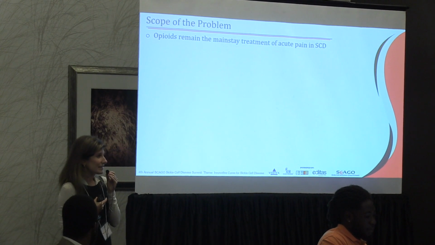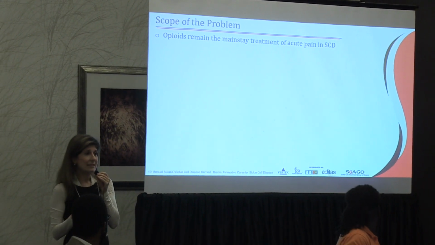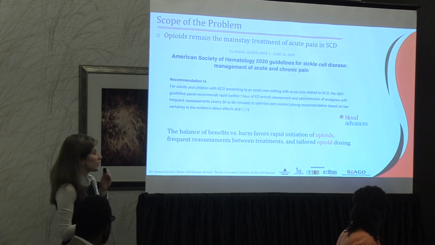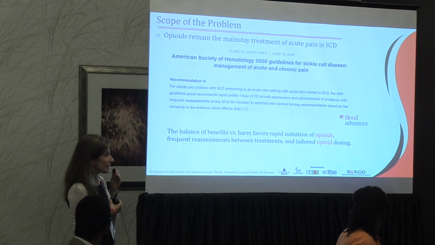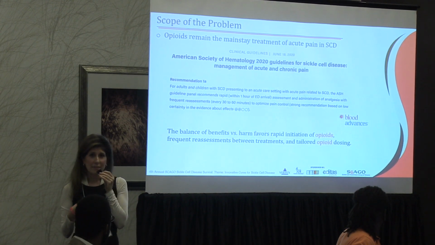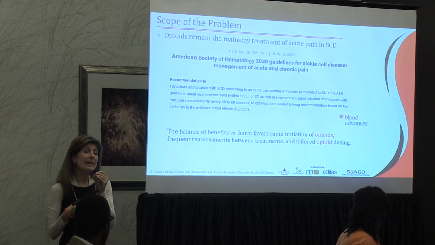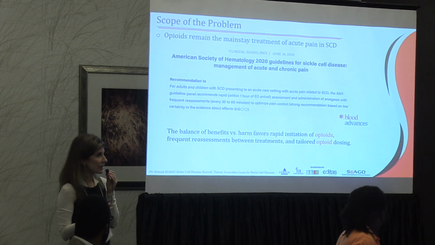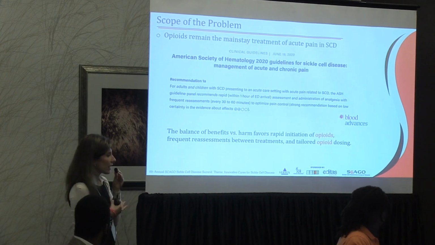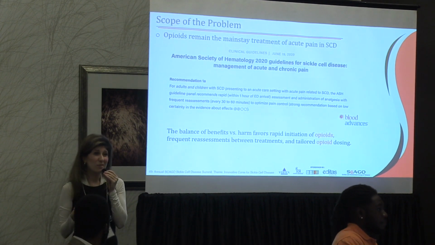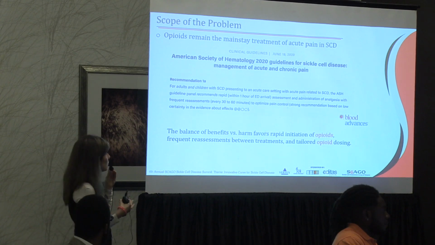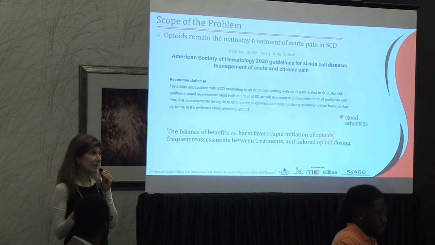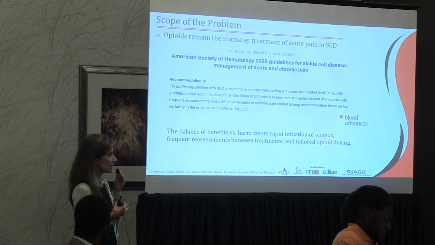Opioids remain the mainstay for treatment of pain in sickle cell disease, especially in acute painful episodes. So many guidelines, the most recent would be the American Society of Hematology in 2020, which issued different guidelines on managing different elements of sickle cell disease related care. But in their guidelines on acute and chronic pain management, their first recommendation actually relates to the very rapid assessment and early administration of pain medications for patients presenting to the emergency departments.